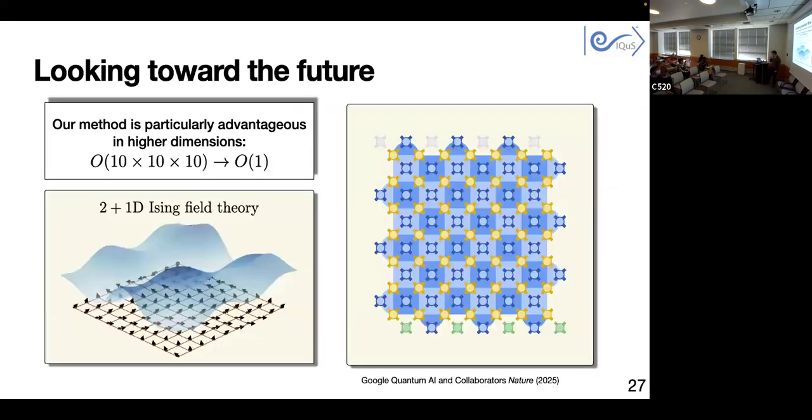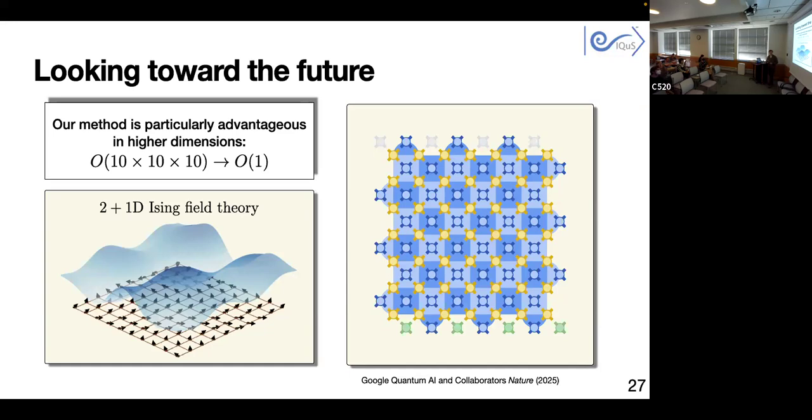And so just to wrap up and show what we're thinking about next, it's important to remember that this method that we developed is especially advantageous in higher dimensions. And what I mean by that is, if you have a method that scales linearly with the wave packet size, and say you want to create a wave packet that has support over a 10 by 10 by 10 lattice in 3 dimensions, you would need on the order of 1,000 gates to do that, 1,000 gate depth. But with our method, you can do that in constant depth.